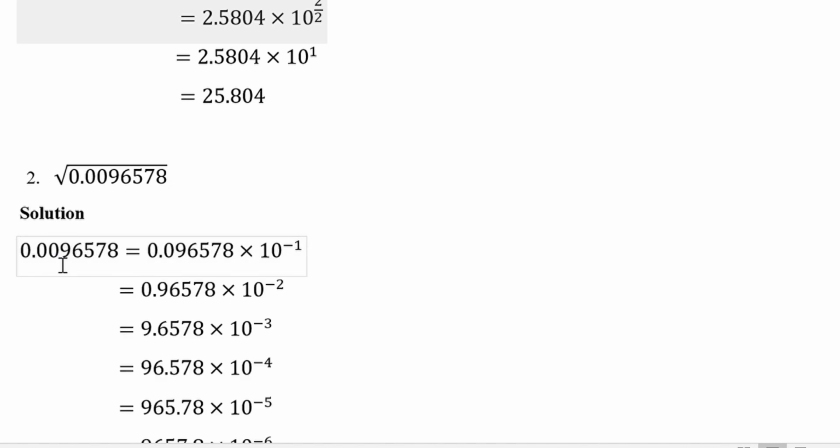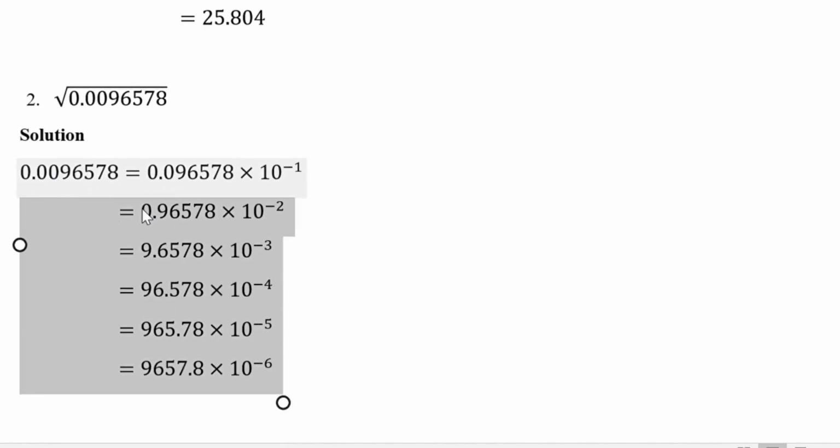We can also write it in other formats. We can move the decimal from here to here. That means we shall write 0.96578 times 10 raised to power negative 2, or we can move the decimal from here to here, giving us 9.6578 times 10 raised to the power negative 3. We can move it from here to here, and we shall have 96.578 times 10 raised to the power negative 4. Or we can move the decimal from here up to here, and that will give us 965.78 times 10 raised to the power negative 5. Or we can move it from here up to here, and that will give us this number.